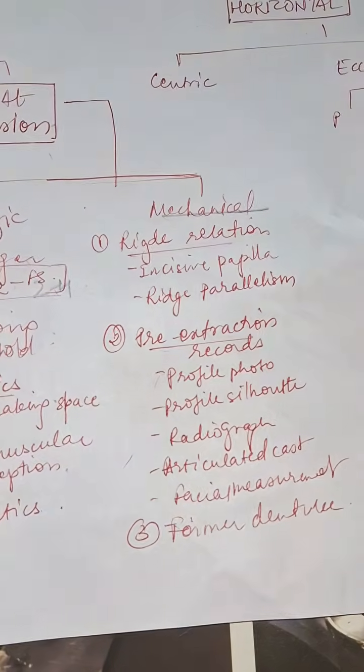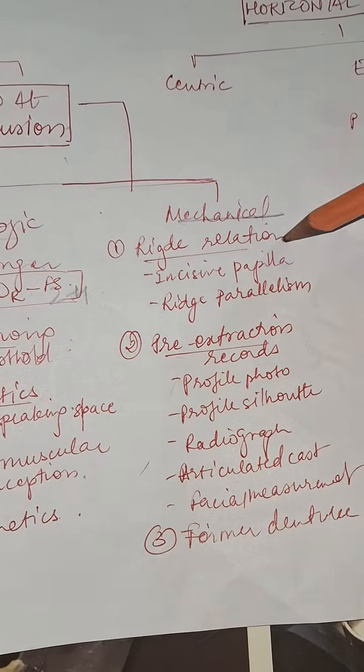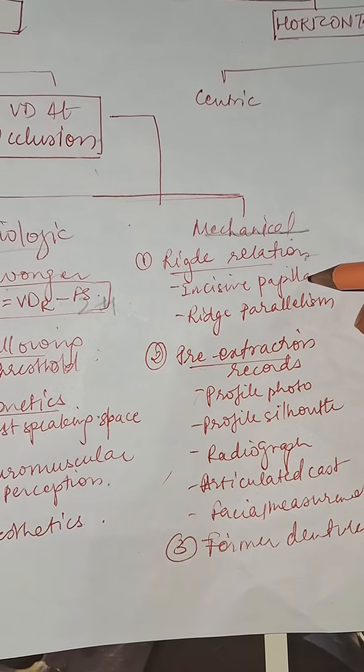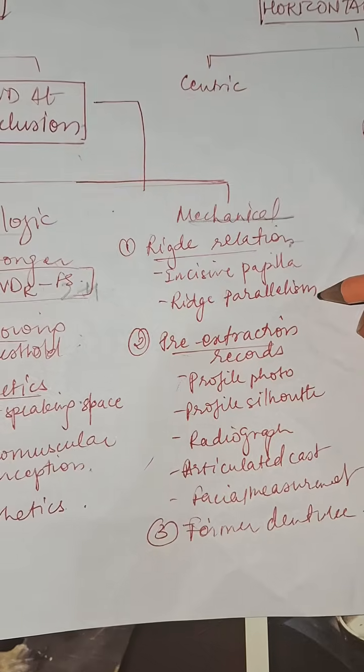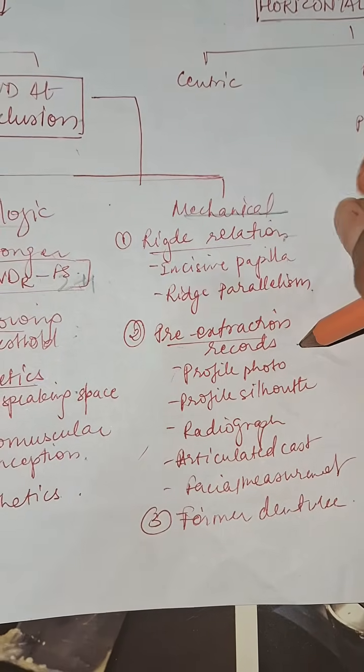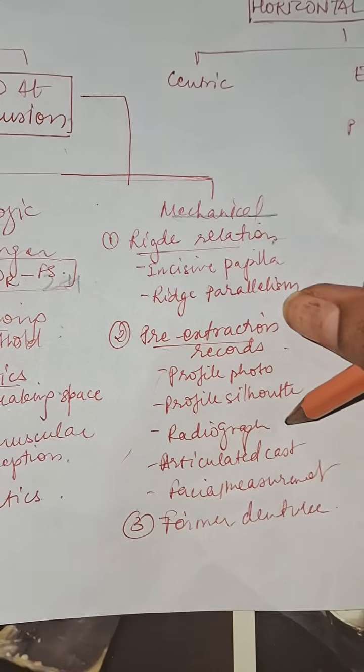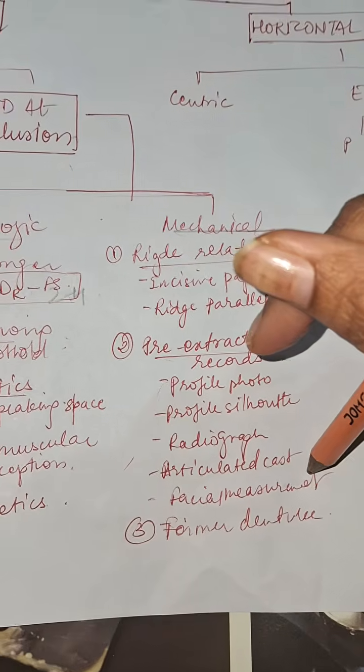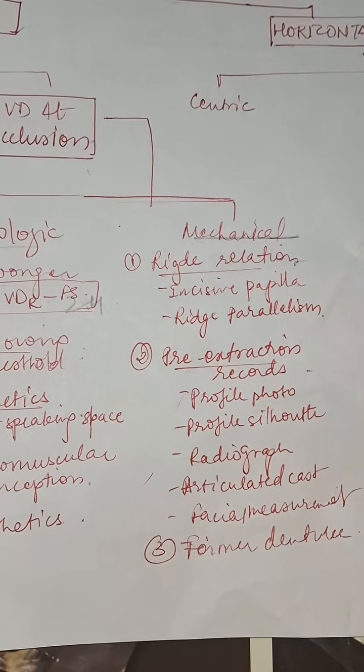Some mechanical methods are ridge relationship, in which we look at the incisive papilla relation and the ridge parallelism. Some pre-extraction records that we can refer to are the profile photo, profile silhouette, radiographs, articulated cast before extraction, facial measurements, and the previous or former dentures.